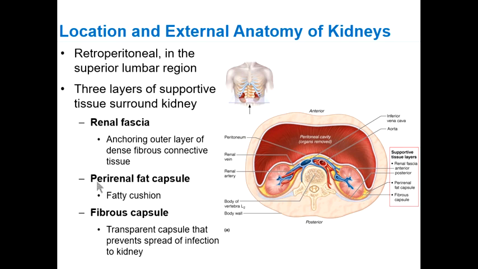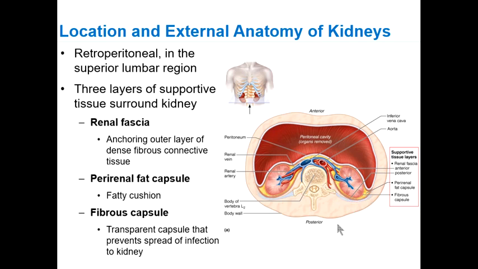There's also the perirenal, which means around the kidneys, a perirenal fat capsule. And you can see that adipose tissue surrounding the kidneys. And that's important to cushion the kidneys. If you have a blow to the back, that can affect the kidneys, but at least there's a little bit of protection here from that perirenal fat capsule.